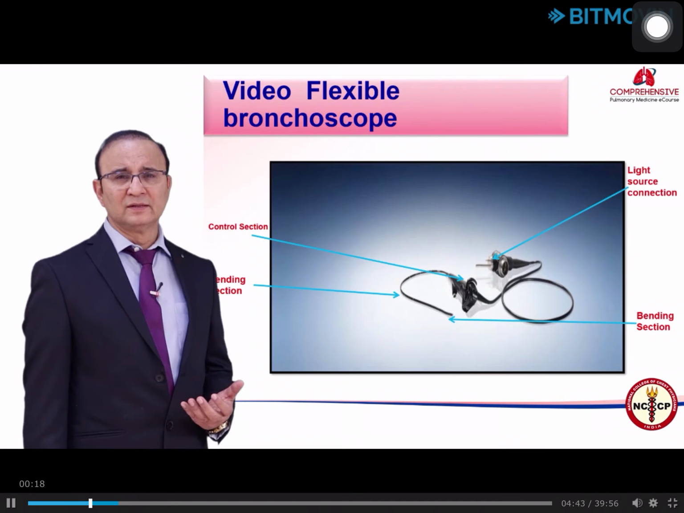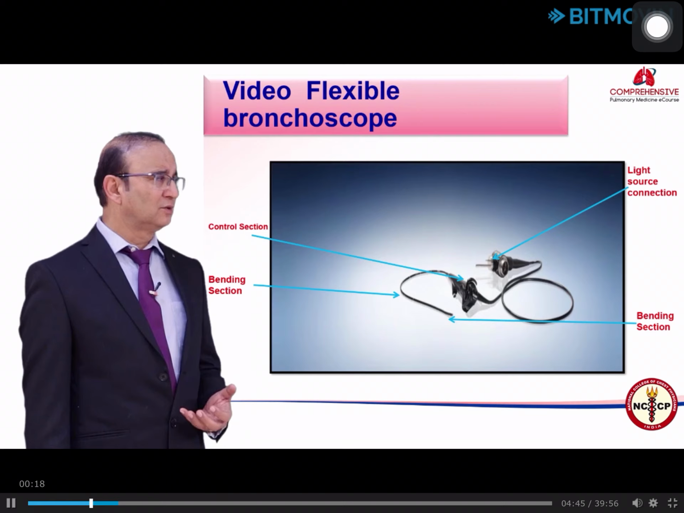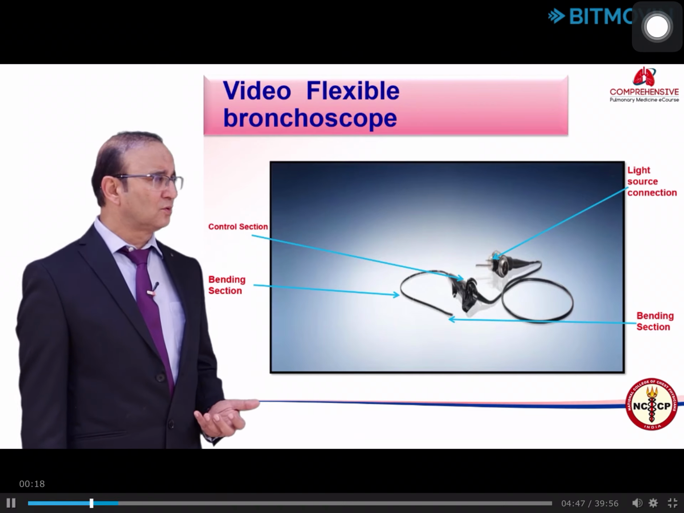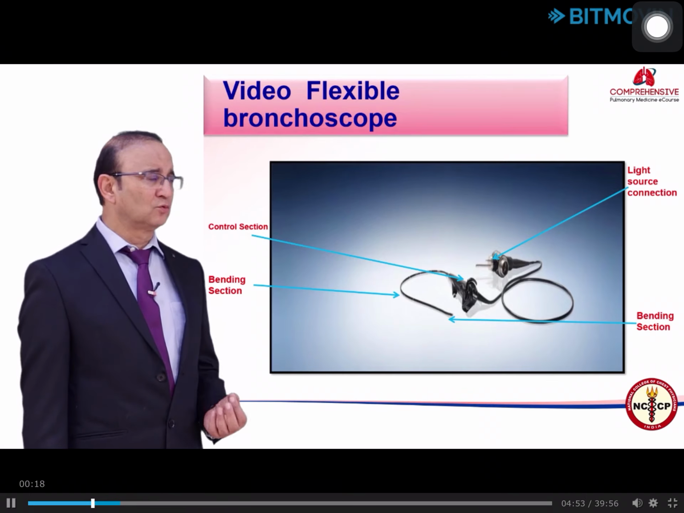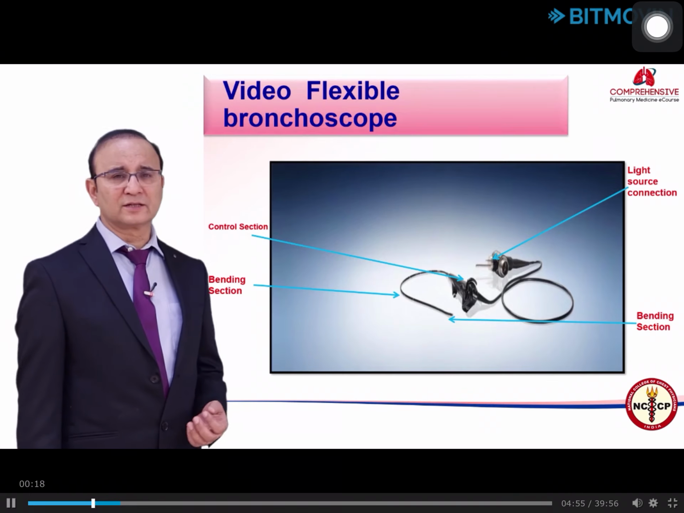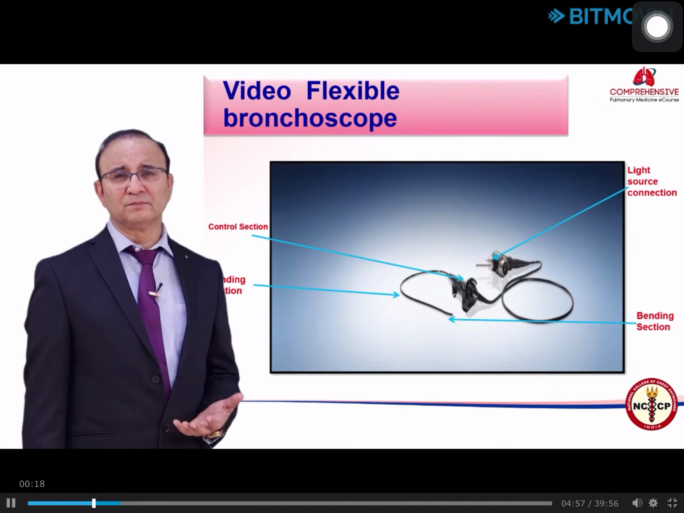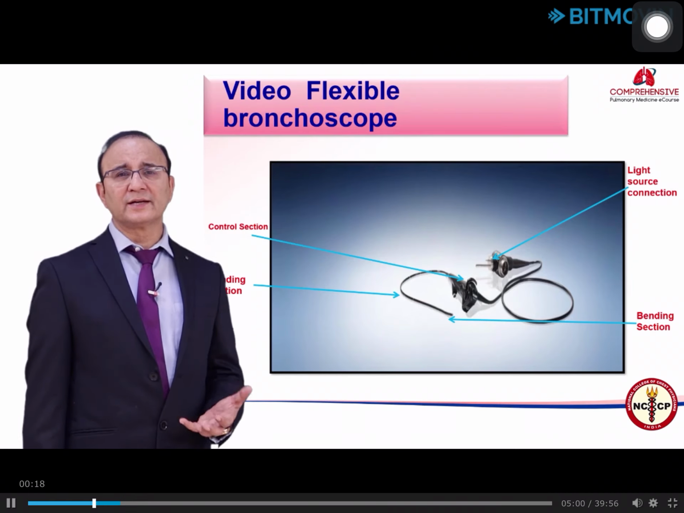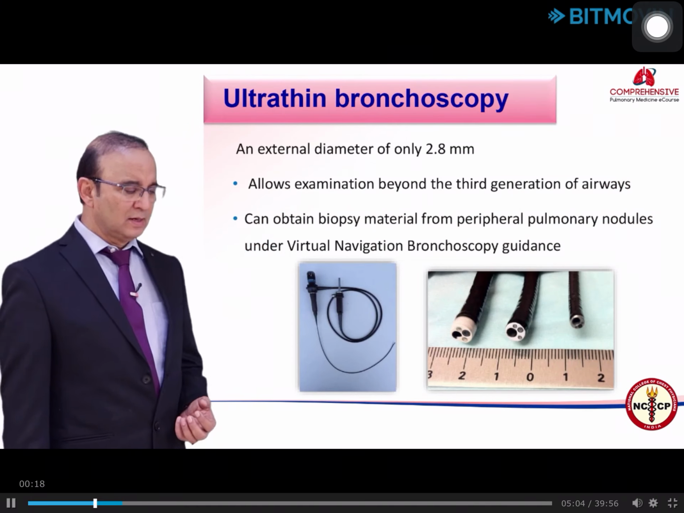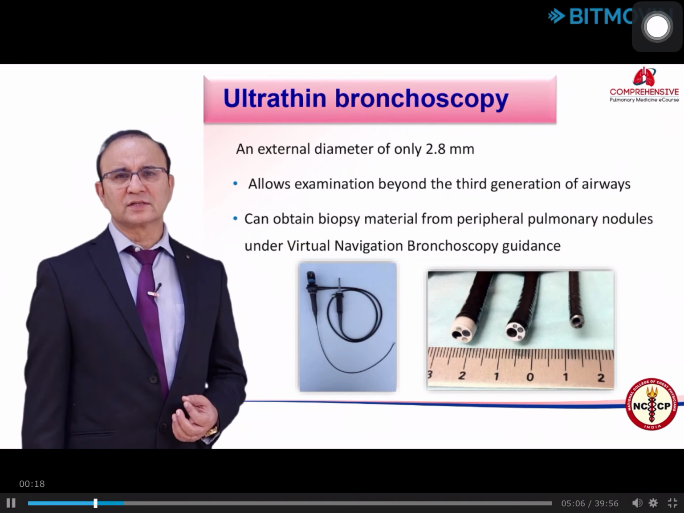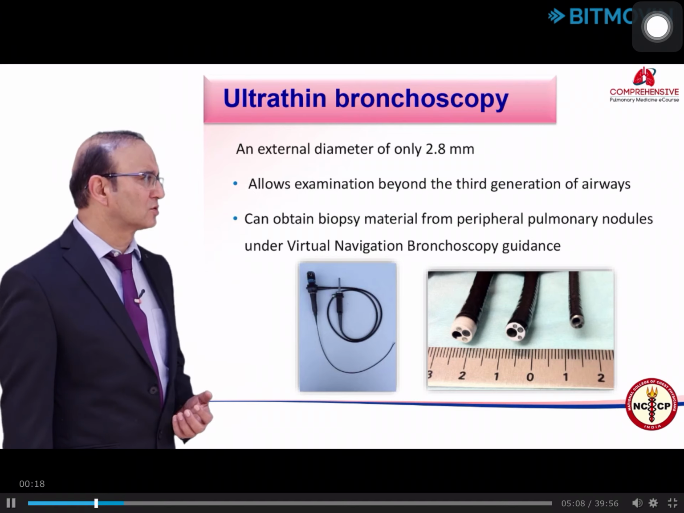You have a suction channel, you have a control lever, you have a port to take biopsy specimens or other specimens through that port, and it is connected to the processor, which is the light source as well as the image processor. Then there is a new scope which has come, which is called the ultra-thin bronchoscope.